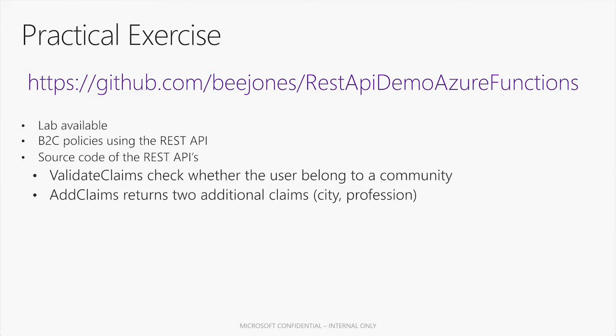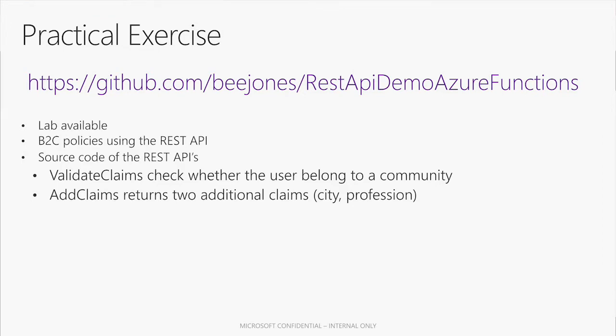So then the second REST API is the add claims. We use them both in the policy. You first check whether the user is part of that community, and then the second call goes and collects additional claims about a specific user. It also implements authentication from B2C to the REST API. So if you look at it, you learn how to do that authentication, and you also learn how to return multiple claims. Okay? So let me now jump into the demo.